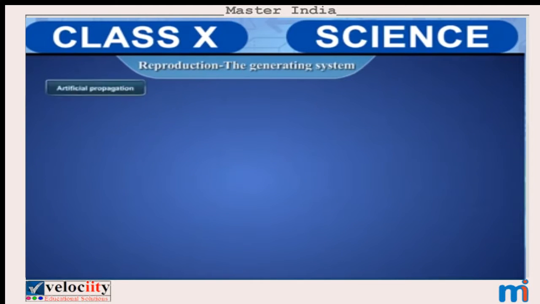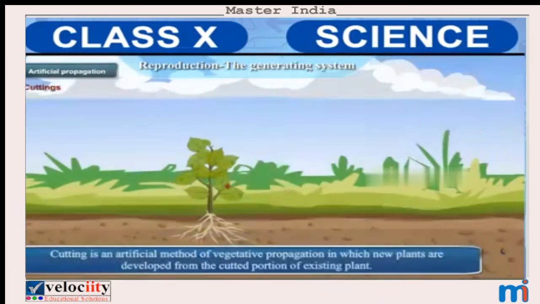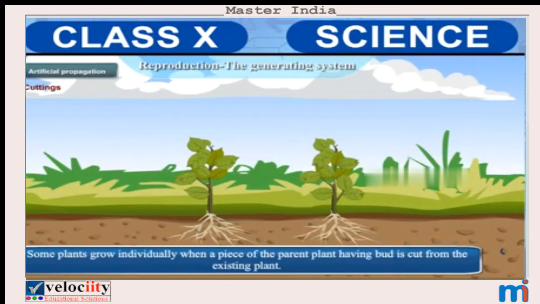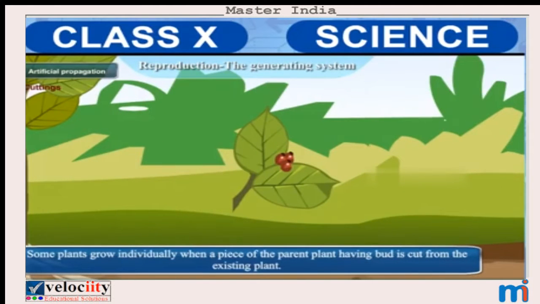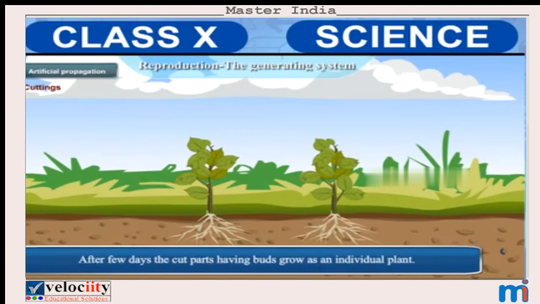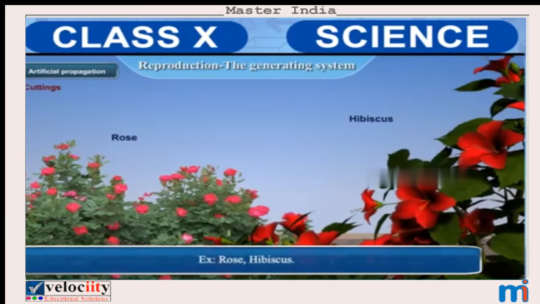Artificial propagation. Cuttings. Cutting is an artificial method of vegetative propagation in which new plants are developed from the cut portion of an existing plant. Some plants grow individually when a piece of the parent plant having a bud is cut from the existing plant. The lower part of this cutting is buried in moist soil. After a few days, the cut part having a bud grows as an individual plant. Example: rose, hibiscus.